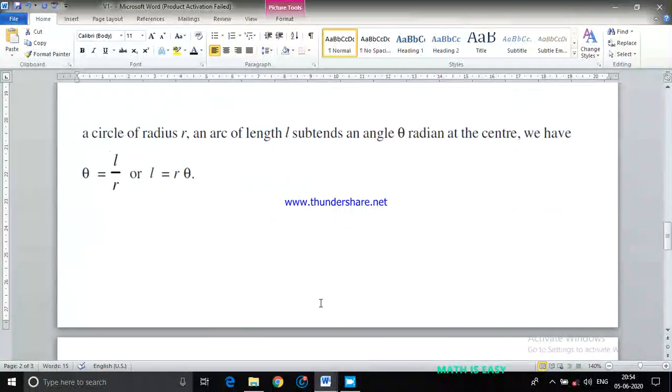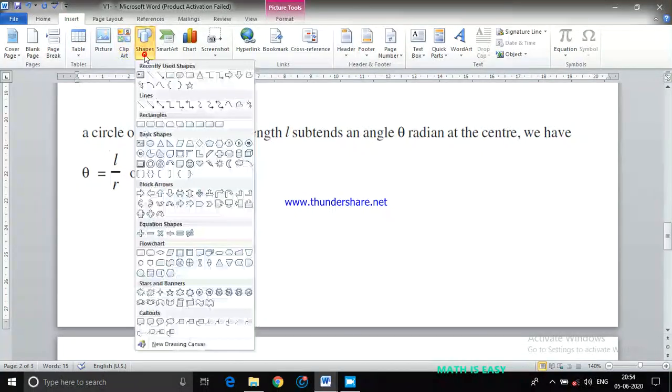Okay. So one more formula we have here: a circle of radius r. There is a circle with radius r, and an arc of length L subtends an angle theta radians at the center. So I think this introduces the class 9th topic.